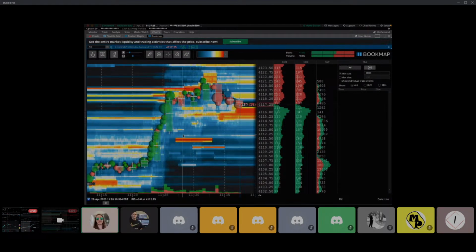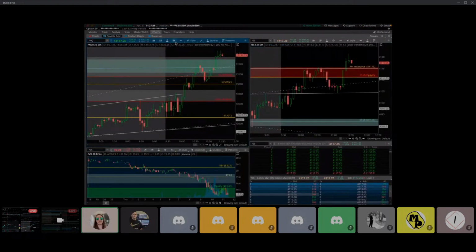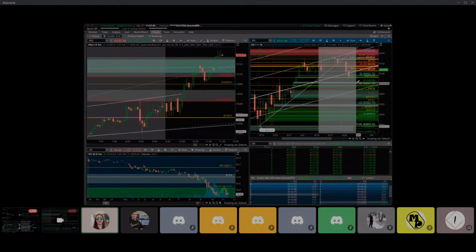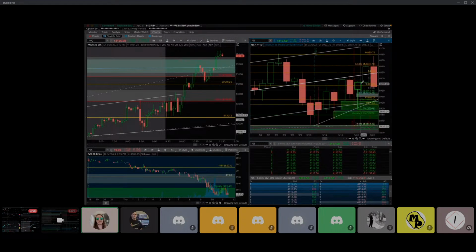All right, 4116, 4115 is going to be my area. I want us to hold to continue higher. Check out what the daily candle on ES looks like right now. Probably a big old bar. Yeah, for real. Oh, wow. Yeah, look at that. That's nice.